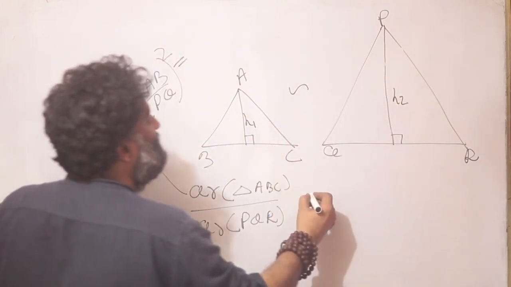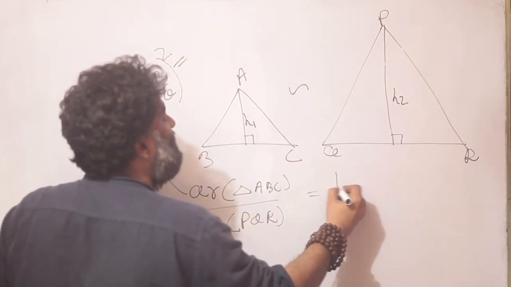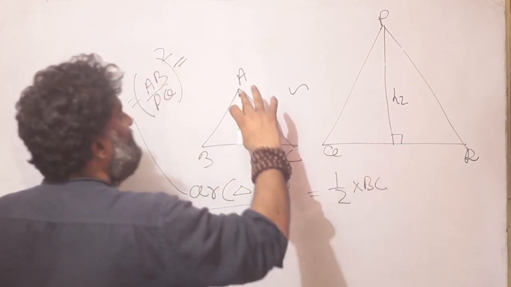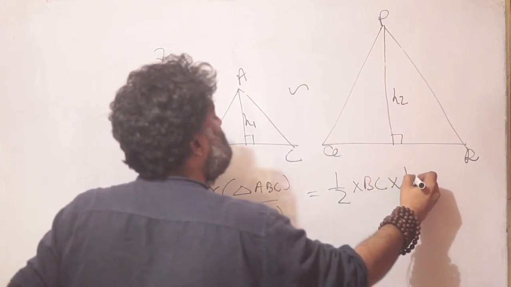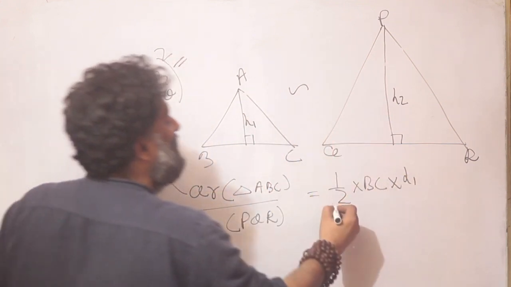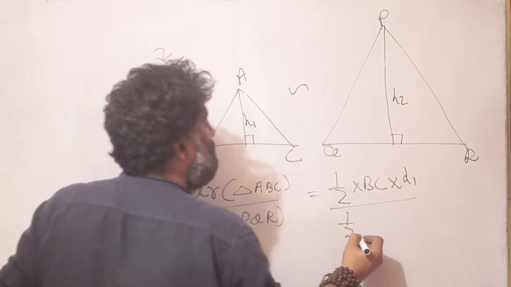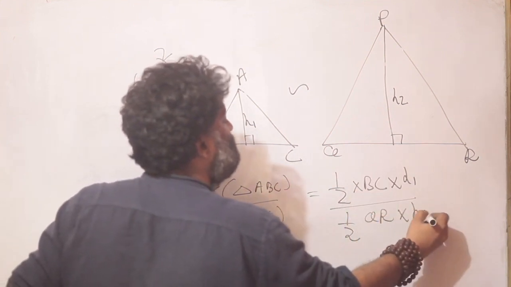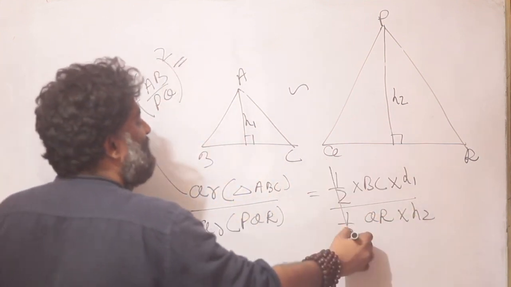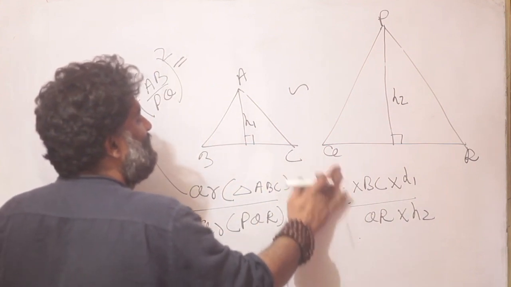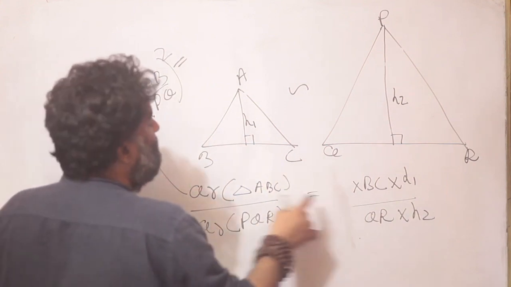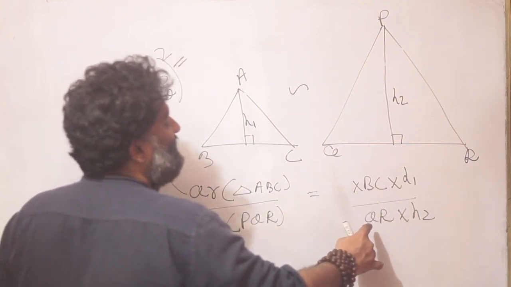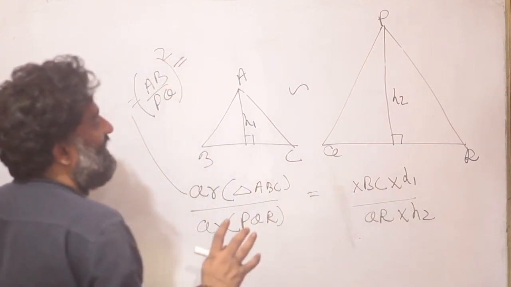So the area of the first triangle is going to be half base into height, into h1. The area of the second triangle is going to be half base into h2. Obviously this half is going to get cancelled, so I remove that. So I am left with area of the triangle is BC into h1, area of the triangle is QR into h2. This much I have.